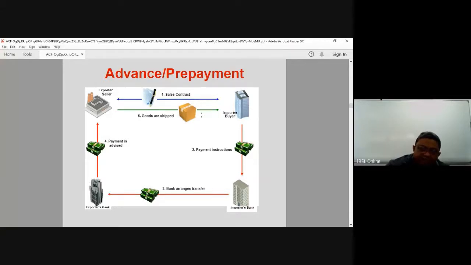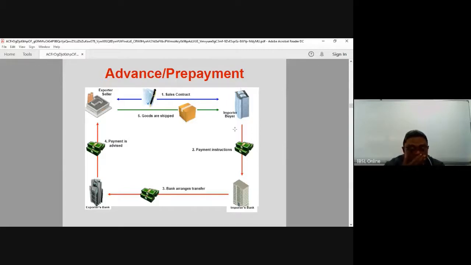But the risk is, after item number 4, whether number 5 will happen or not. That is the risk. Whether the exporter will ship or not is a risk, right? So if he doesn't ship, what happens? Then his money is lost. He sent the money, but this has not happened. But is it a loss only for him?